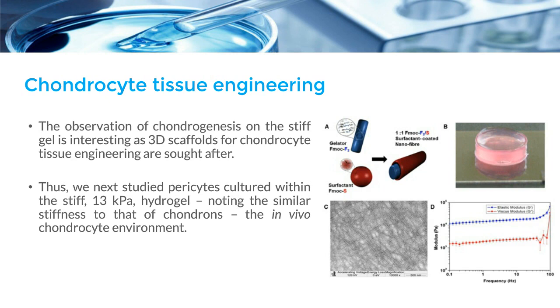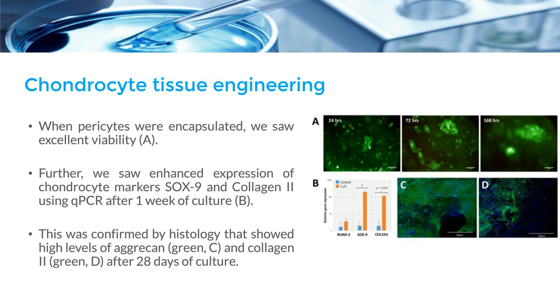We should note that there's some parallels between the stiffness of the hydrogel and the stiffness of chondrons that chondrocytes grow on in the cartilage environment anyway. So when we encapsulated the pericytes, we saw, as we can see here in part A, very good cell viability. All the cells were alive over all the time course we did, up to 168 hours. And further, by qPCR, as we can see in part B, we saw enhanced expression of chondrocyte markers SOX9 and collagen 2 after 1 week of culture.